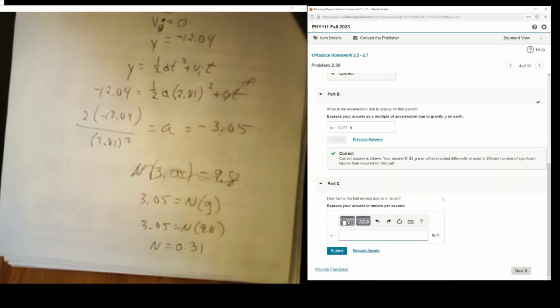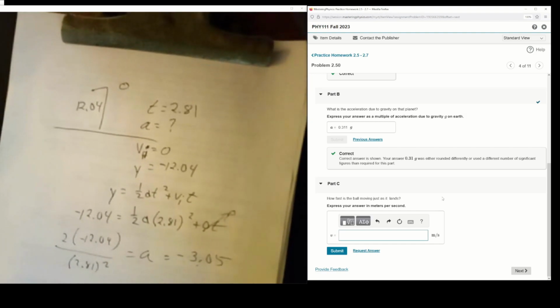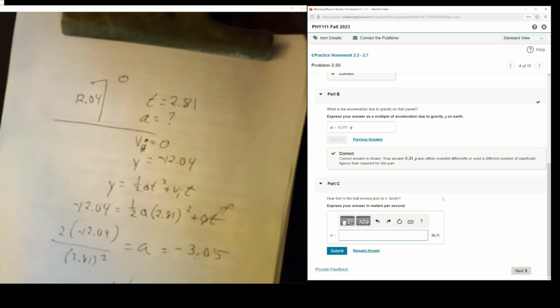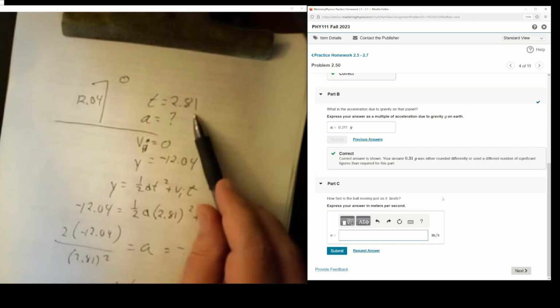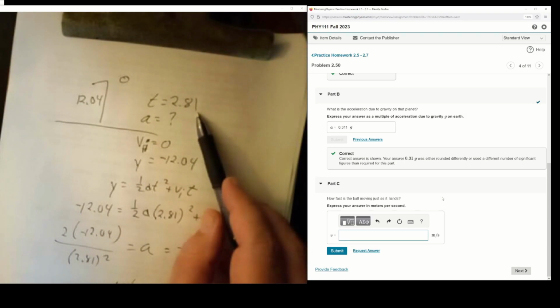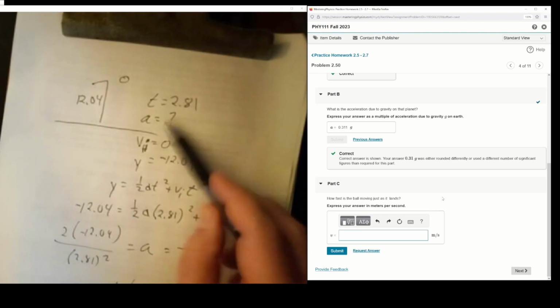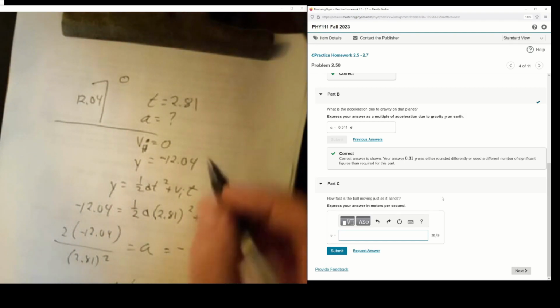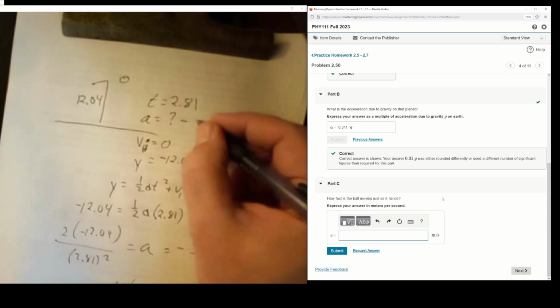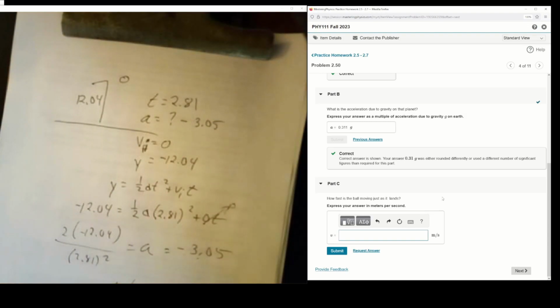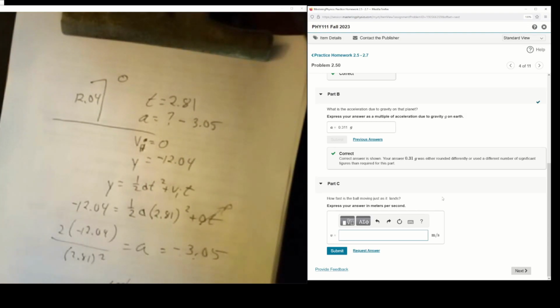And see what they got for part C. How fast is the ball moving just as it lands? So going back to the information we have, a time that's in the air, initial velocity. We also have displacement. We now have an acceleration, which should be negative. Otherwise, our kinematic equations won't work right. And we can use all that to solve for final velocity.